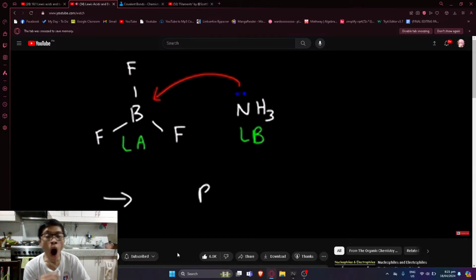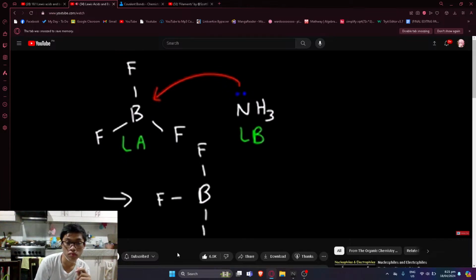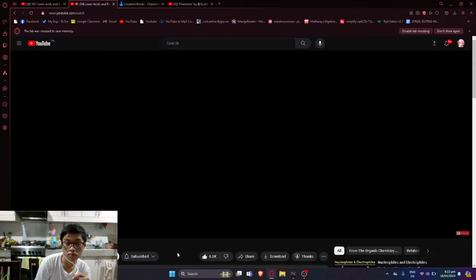And so the product of this reaction is going to look something like this. A covalent bond is produced. Nitrogen is going to have a positive formal charge, and boron is going to have a negative formal charge. So that's a typical Lewis acid-Lewis base reaction. Let's work on some other examples.